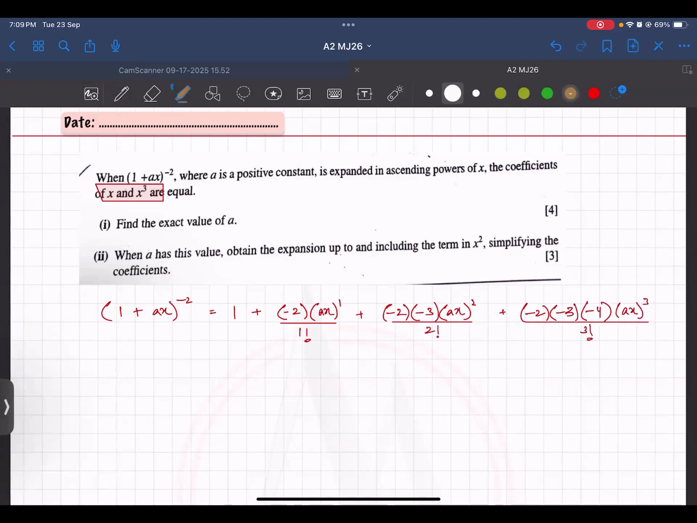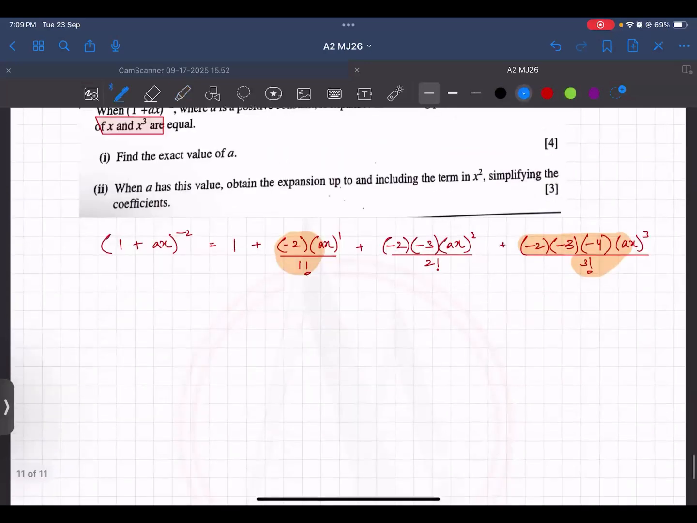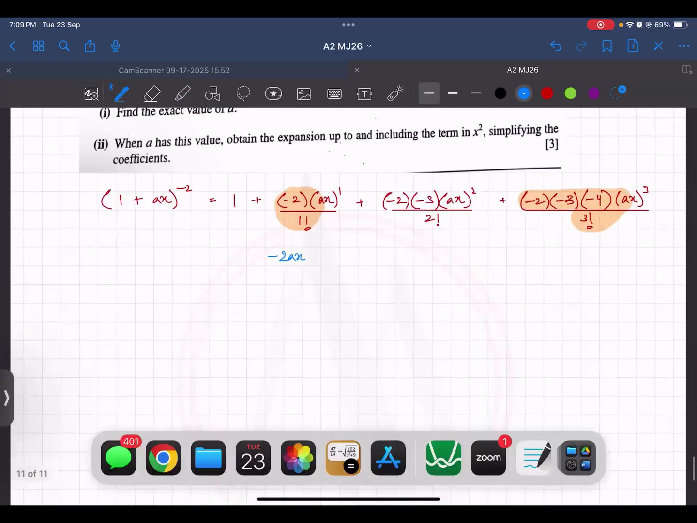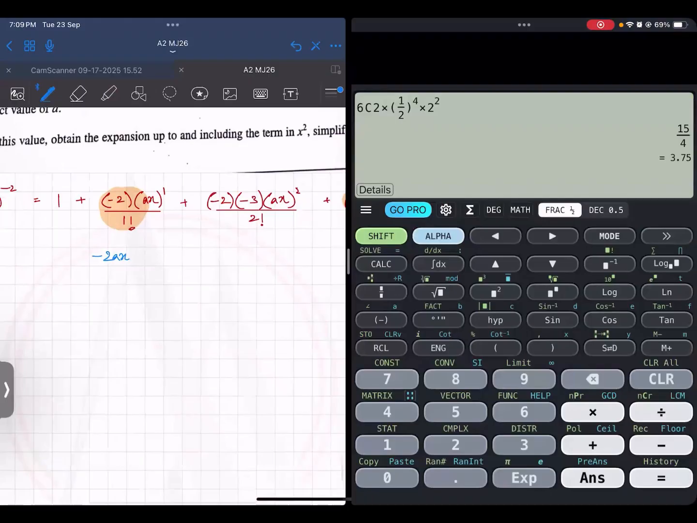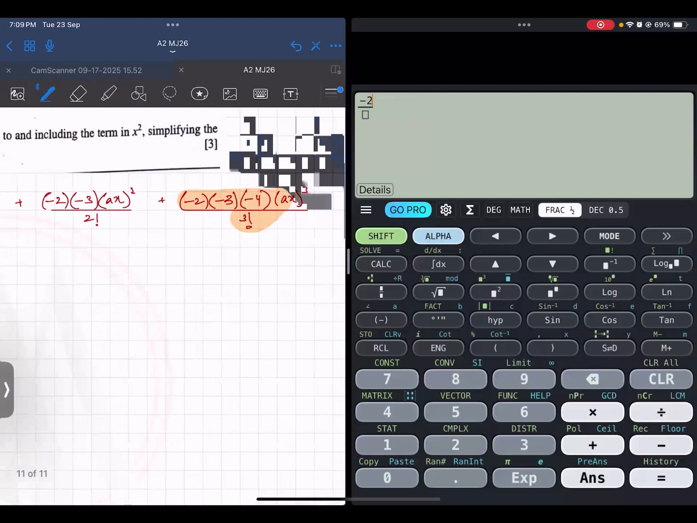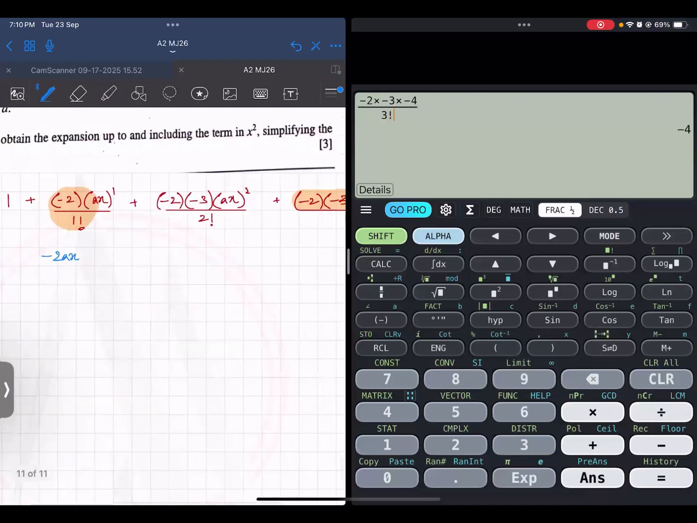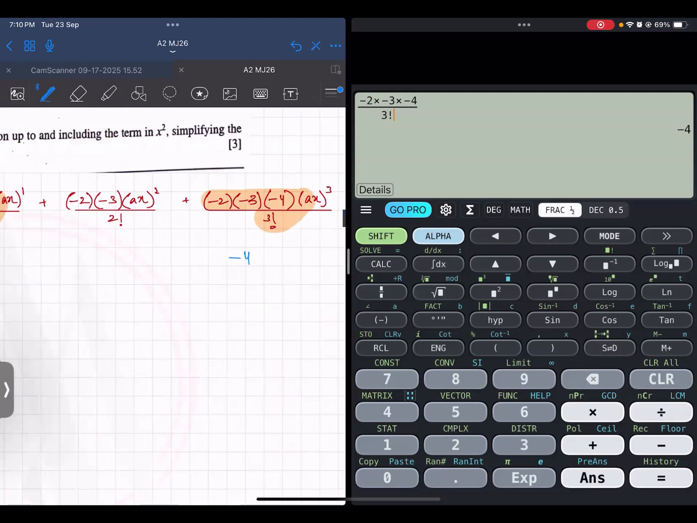Now they have told you that the coefficients of these two terms are equal, and then we have to find the value of a. If we simplify this part, it becomes minus 2ax. And this one, use your calculator, would become minus 2 times minus 3 times minus 4 divided by 3 factorial. So minus 4, so this is minus 4a cube x cube.